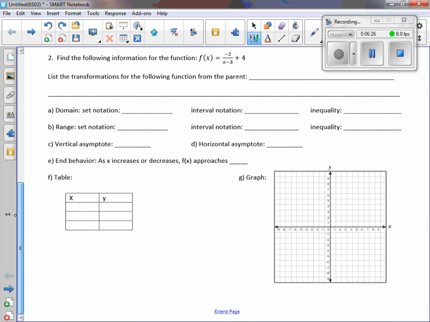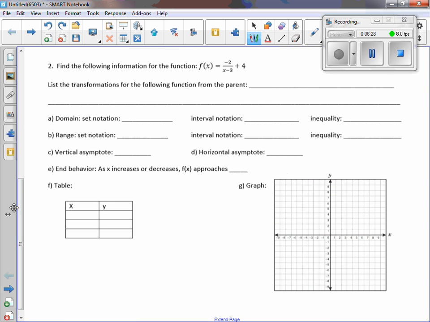So number 2 is no longer the parent function. Problem number 2 is now transformations and all that other stuff. So when it comes to transformations of a 1 over x function, our x transformations are on the bottom of the fraction. As we know, x is live, so that minus 3 means shift right 3.